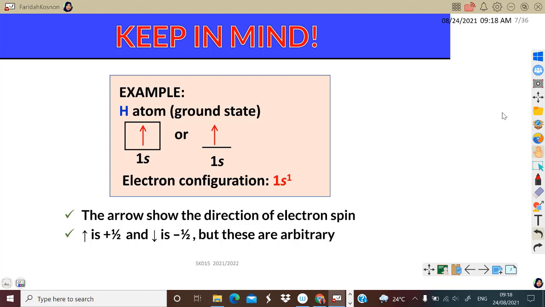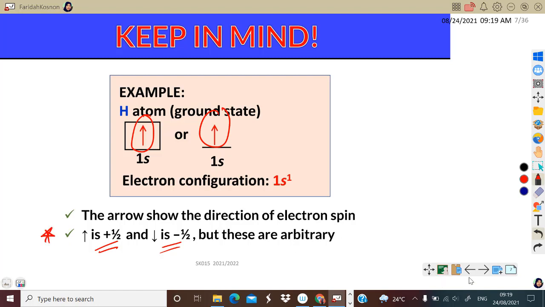So we have a reminder here. Keep in mind, the arrow shows the direction of electron spin. So when we use orbital diagram, the arrow shows the direction of electron spin. So I mentioned just now, the arrow pointing upward is positive half, the arrow pointing downward is negative half. But these are arbitrary. Actually it is not necessarily that the arrow upward is positive half or the arrow downward is negative half. By convention, to make it easy we consider it that way. That is the meaning of this statement.